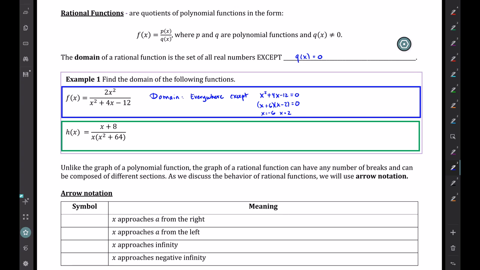Okay, so for the domain of this f of x, we get everywhere except for x equals negative 6 or x equals 2. Another way to write that in interval notation would be from negative infinity to negative 6, union the interval from negative 6 to 2, union the interval from 2 to infinity. And on the number line, it would look something like this. We'd have all real numbers and then an open circle at negative 6, all real numbers, open circle at 2, and all real numbers. Okay, so now I'd like you to do h of x. I'm going to pause the video and have you answer the quiz question, and then I'll show you how to do it.